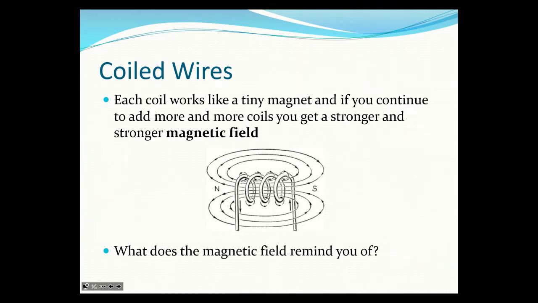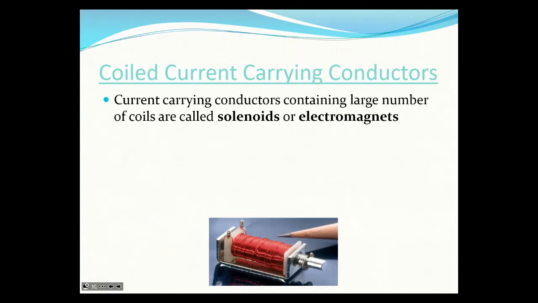Now when you take a look at this picture as a whole, what does it remind you of? It kind of looks like a bar magnet, right? It kind of looks like the fields of a bar magnet, just like we were doing before the break. Current carrying conductors containing large enough coils are called solenoids or electromagnets. So you may see those terms show up on a test.